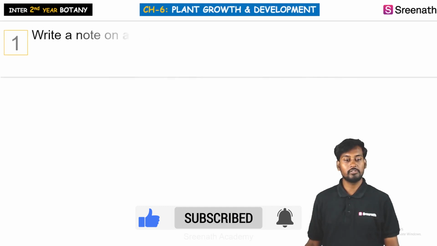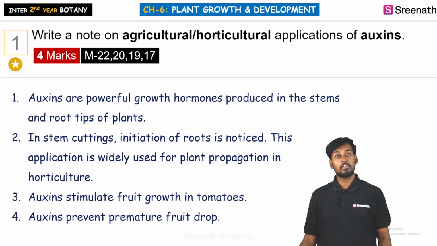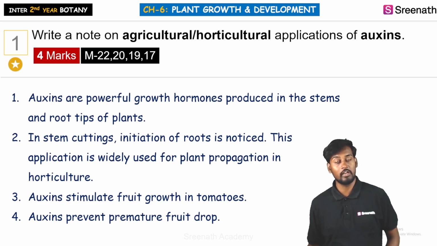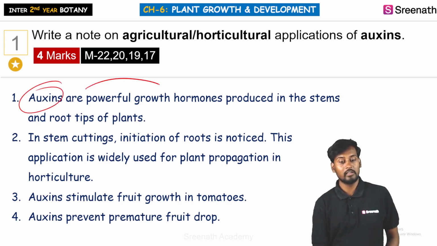Coming to short answers, the first question is: write a note on agriculture or horticulture applications of auxins. Auxins are the first type of plant hormones. They are generally called IAA or IBA, and they are very important because they are involved in growth regulation, so they can also be called plant growth hormones. They are involved in the formation of the stem and roots of the plant. Auxins are formed in the root apex and shoot apex and are later transported through the transport system to all parts of the plant, which is why they are widely called plant hormones or growth hormones.